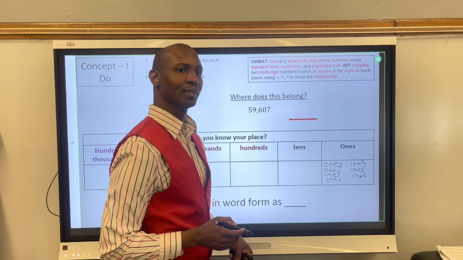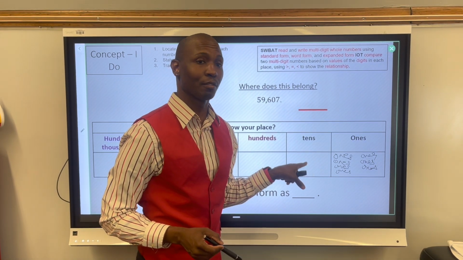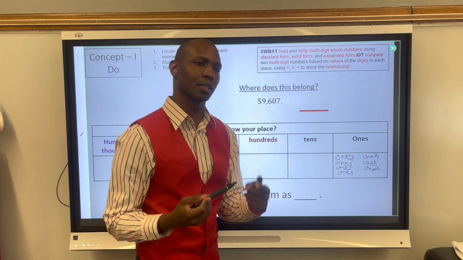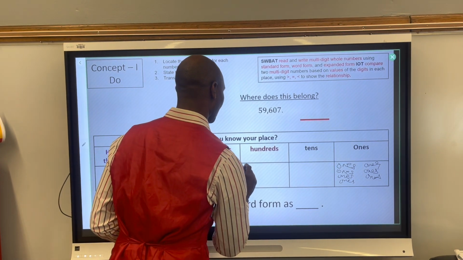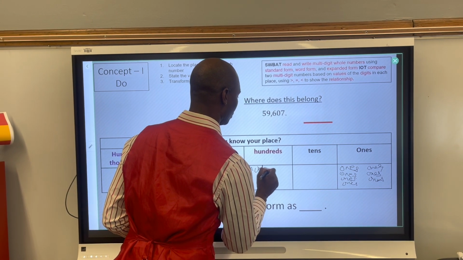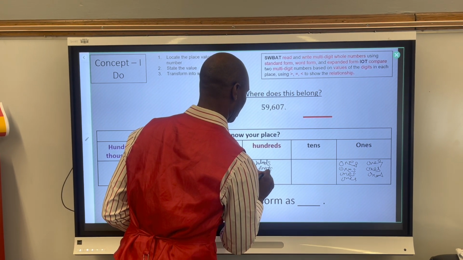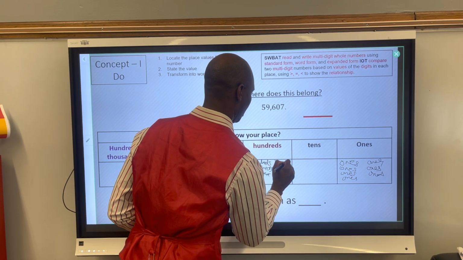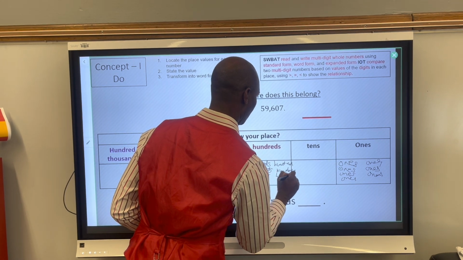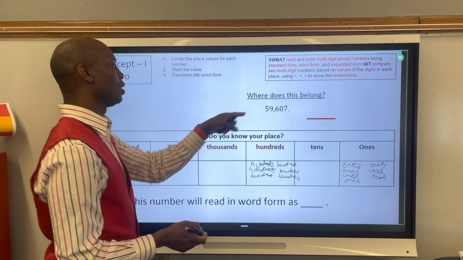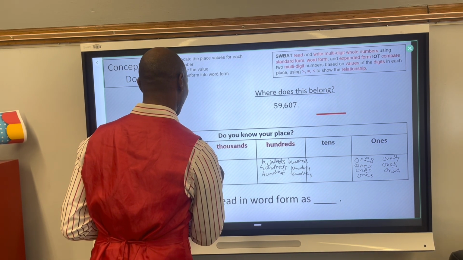It says I have 0 tens. So should I put something in the 0 tens? No, because I don't have any. So those are things I could already articulate as I'm thinking aloud. I see that I have 600, so I know I can write my 600s in this place. I see that I have 9,000s, so I'm going to write it 9 times.